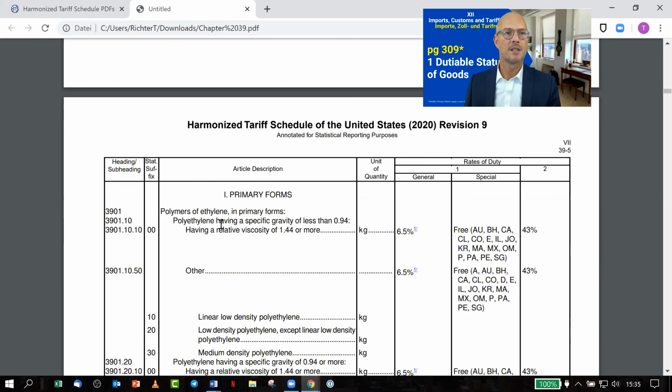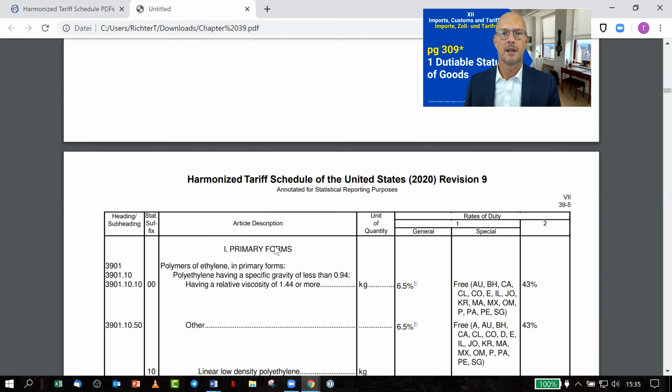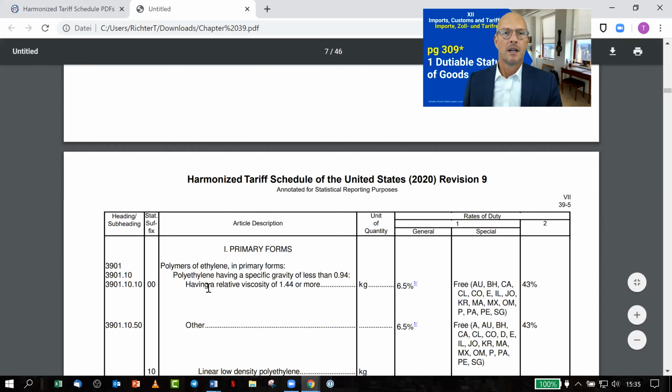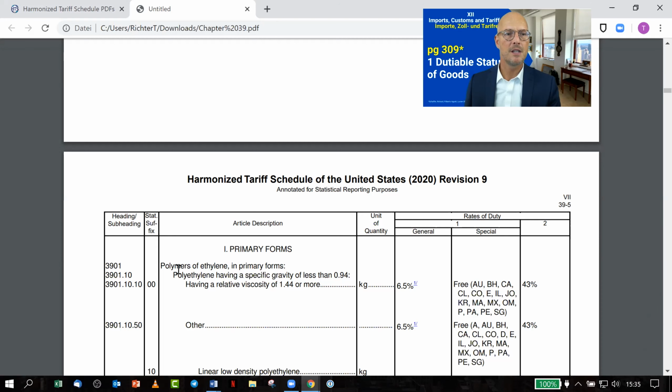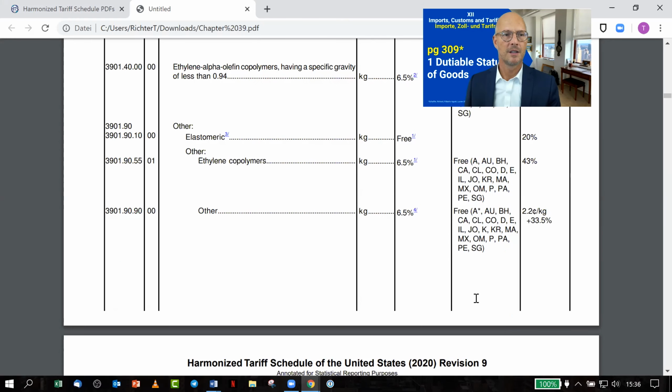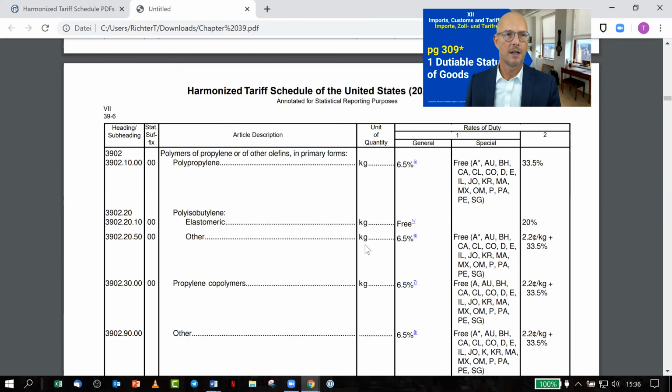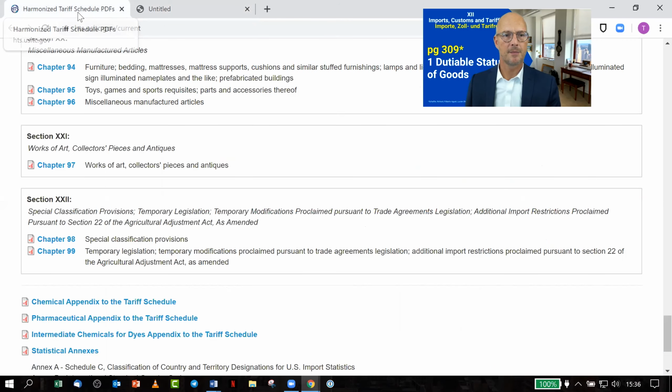And here you can now see the tariff. The tariff here is, for example, 6.5% in general. And so we will have an import tariff on these polymers in some forms. But sometimes you have something special, and this is very important. So it's free from this country, right? And yeah, this is one example of a schedule, a customs schedule.